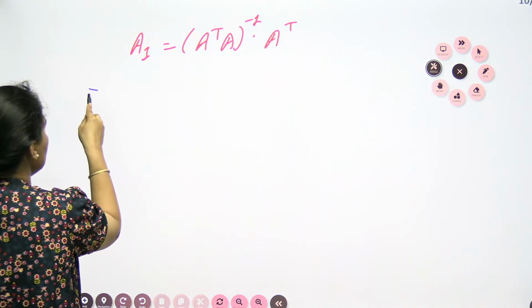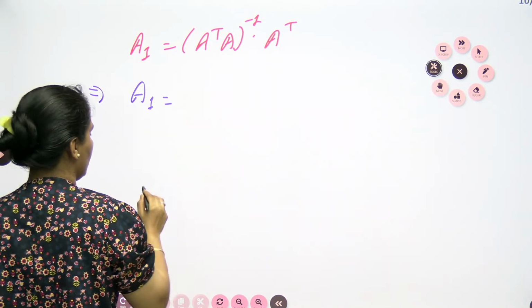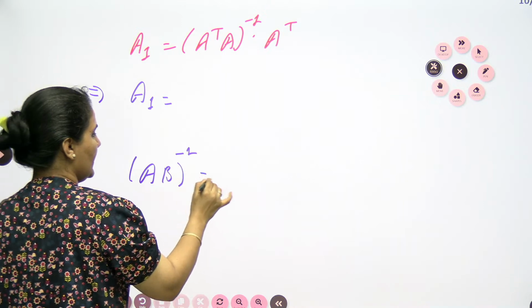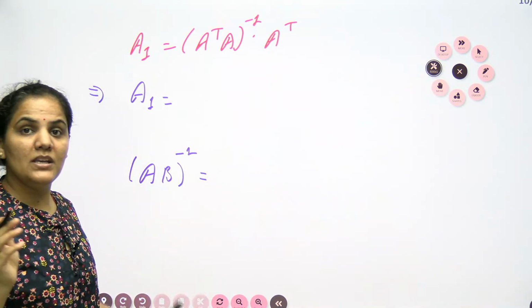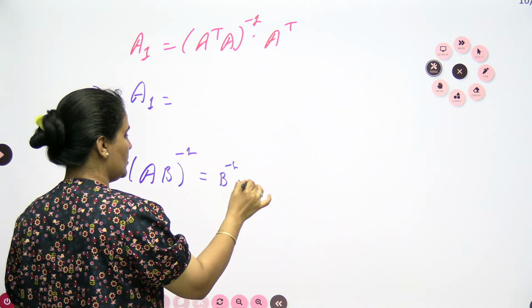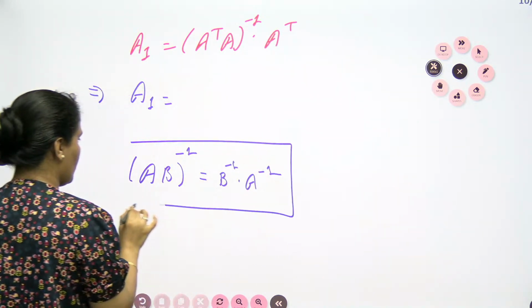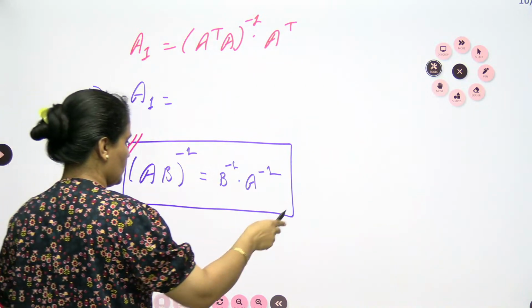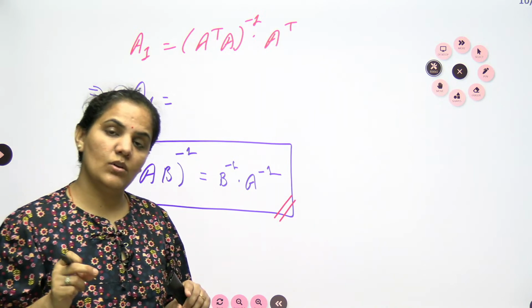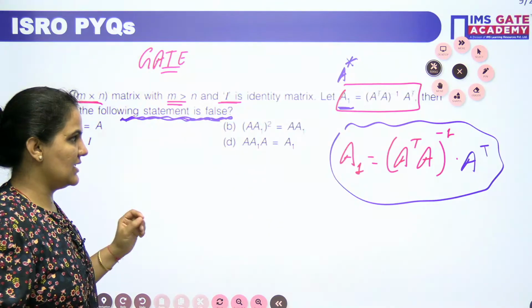When I open this one, dear students, A1 is equal to, as this is a very basic property of inverse, whenever I need to open AB whole inverse, it will open as B inverse into A inverse. That we know very well. The same property we use for the transpose also. If I have AB whole transpose, it will open as always B transpose into A transpose. So both things are exactly the same.